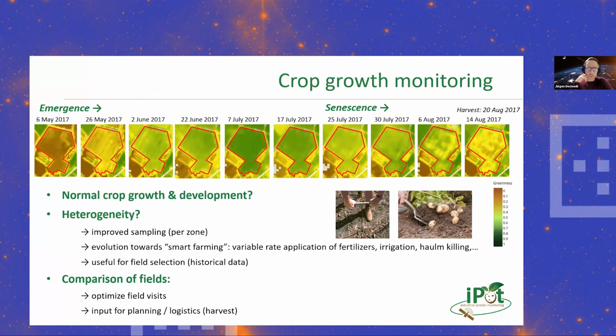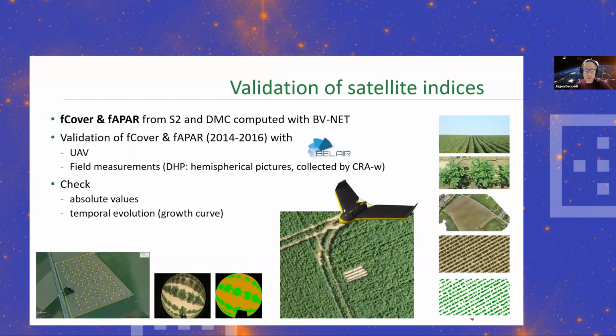So we started developing a number of products where we followed up on the crop growth, so on the phenology at parcel and interparcel level, and used on the one hand ground truthing sampling data for that, and used quite a bit of drone data and hemispherical images to calibrate and to validate the indices that we derived from the Sentinel-2 and the Deimos data.